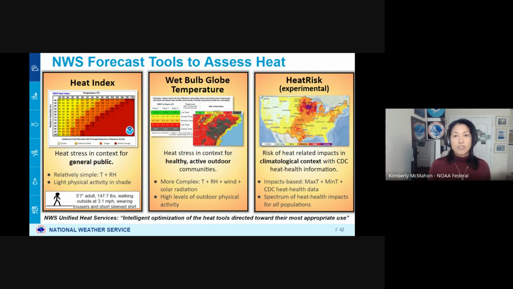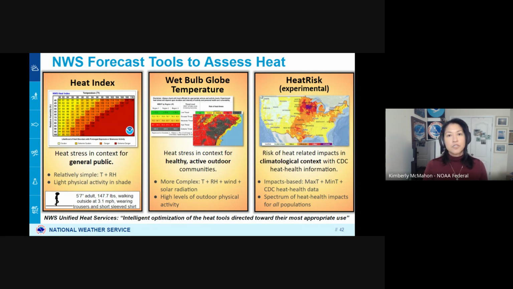It displays the spectrum of heat impacts, and at least helps start to communicate there's a spectrum when it comes to heat. But it's not the only tool in the toolbox. We have heat index and wet bulb globe, and they are still used by our partners, decision makers, and general public to varying degrees. There's no silver bullet when it comes to heat.